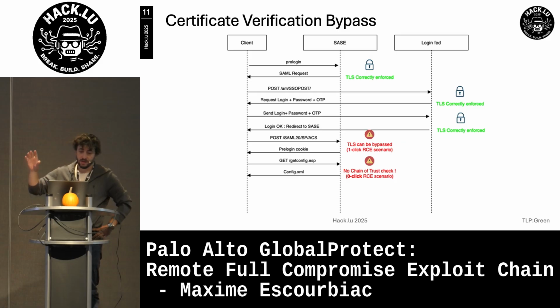So, here a quick workflow diagram. The client makes a pre-login request. The portal gives the SAML request to send to the IDP. So this one is well secured, so you cannot bypass the certificate and do stuff on the IDP, but for the get config.esp, in fact, the certificate is not checked.